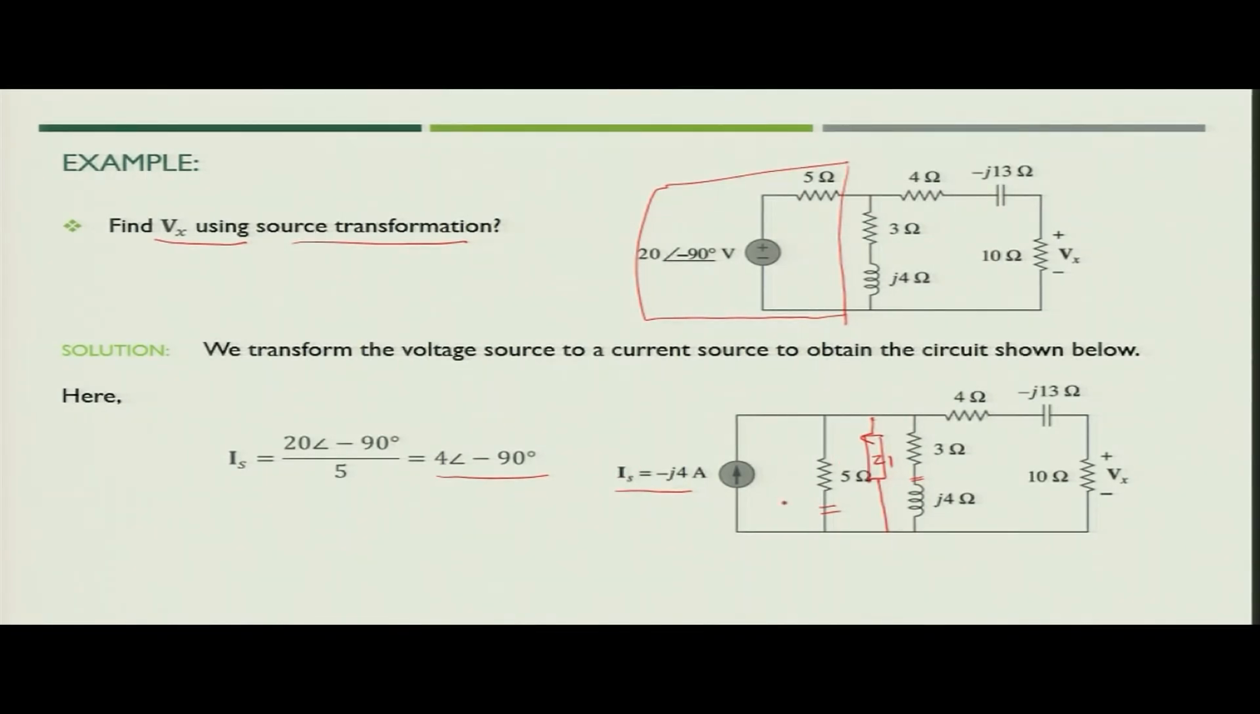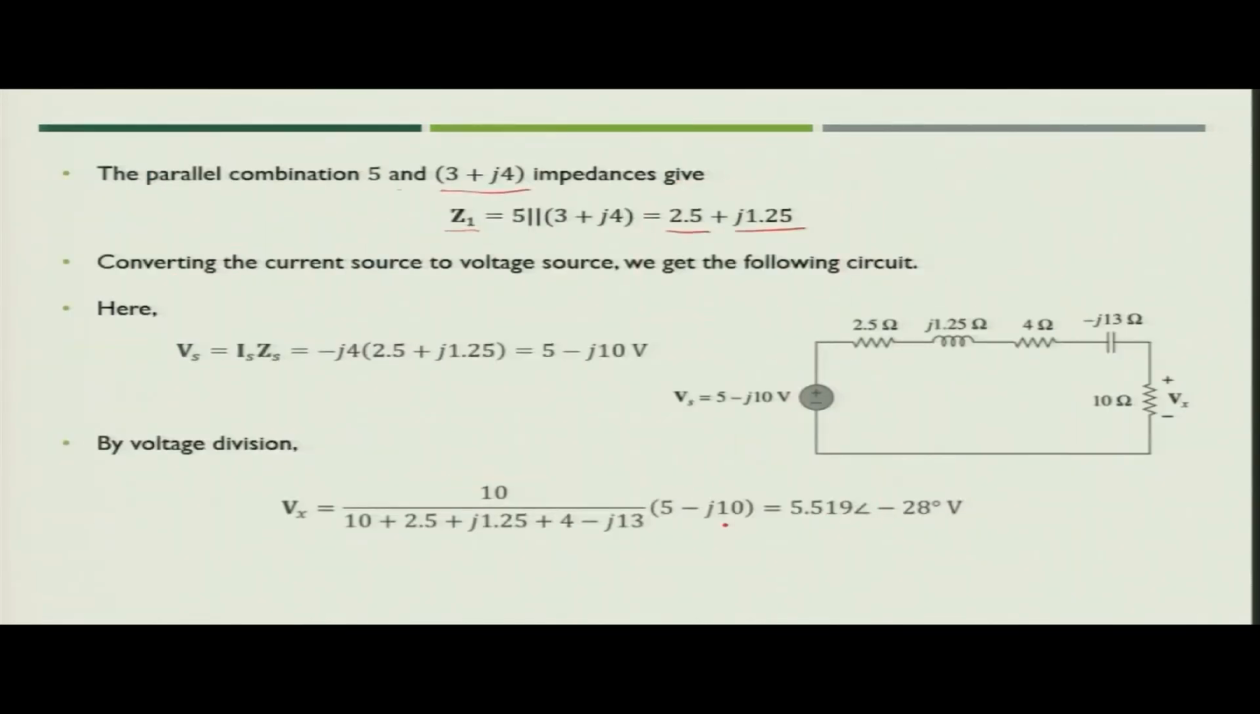What will be the value of the voltage source in that case? The value of the voltage source will be Is into Z1. So, Vs is nothing but Is into the value of Z1 which you have calculated, that is 2.5 plus J1.25, multiplied by Is, that is minus J4. Finally, you get the value of Vs, that is 5 minus J10, and this will be in series with the impedance Z1. Now, if you see this circuit, it is much simplified and you can easily find the value of Vx.